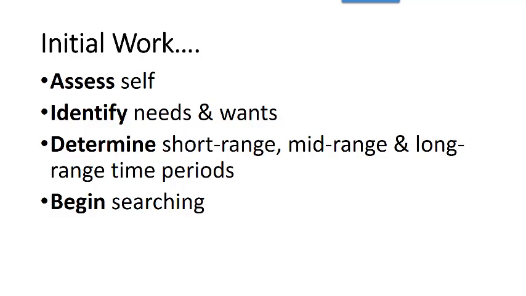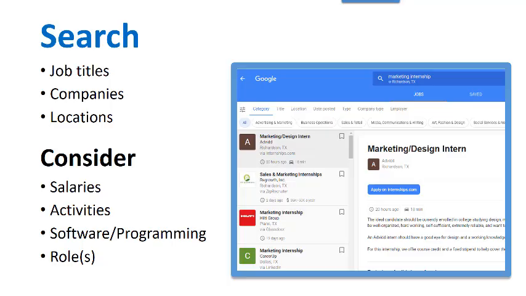Then you'll begin searching. So how does the searching work? Well, you want to have a sense of what job titles you're looking at and what they mean in your industry. What companies do you want to work for? Are you set on a particular job type, or is there a company that you would love to work for? Are you a startup person? Are you somebody who wants to work in a corporate environment? And where do you want to work? What location is important to you?